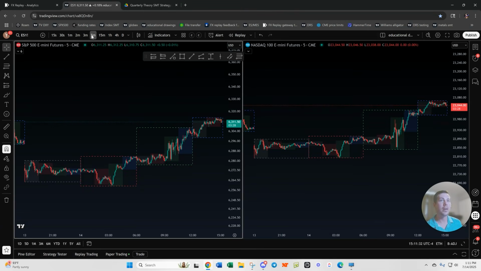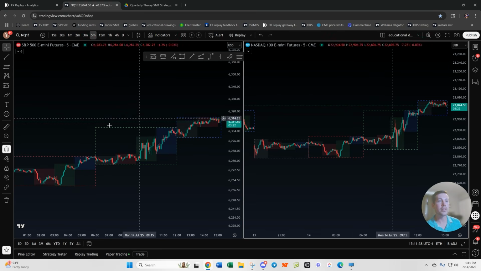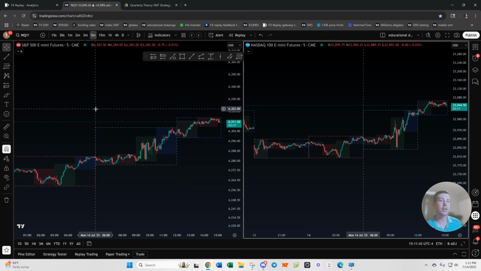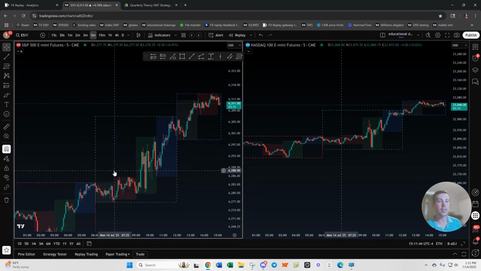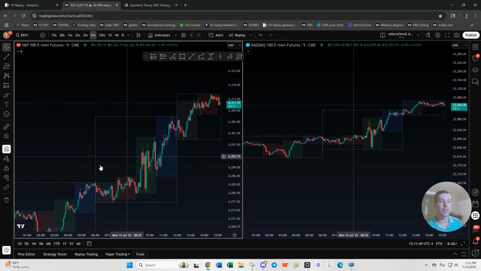So you can see here I'm on the 5-minute time frame, ES on the right, on the left, NQ, and these larger boxes are every 6 hours. So these are the sessions that he talks about. And then within each of them, you can see each of the 90-minute quarters. So it's really easy to visualize all the different quarters.